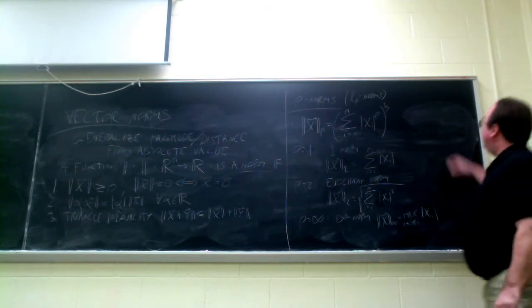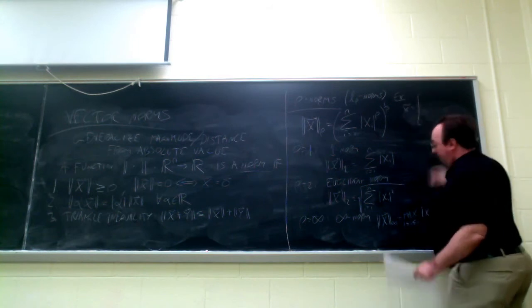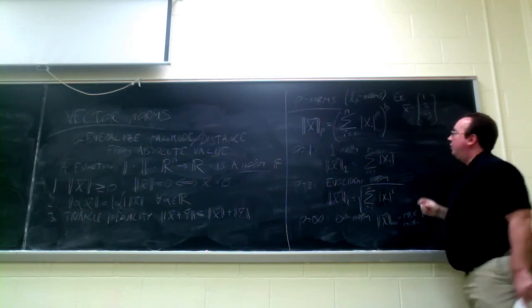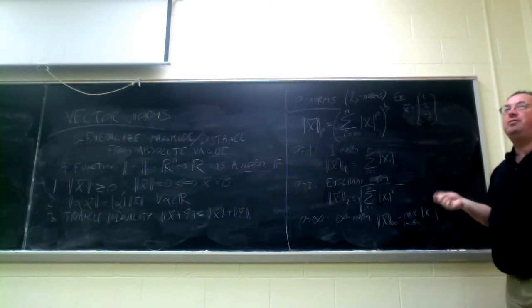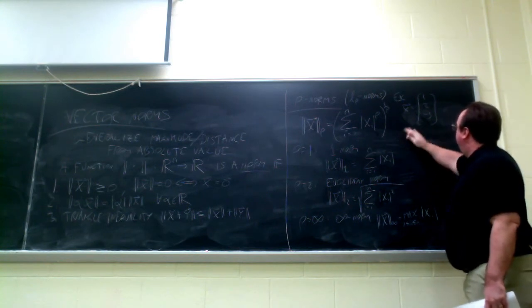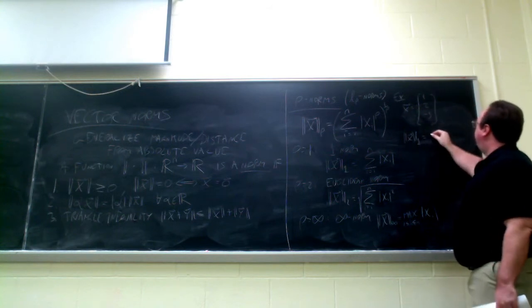So as an example, if this was my vector, I can compute the norm in any of these ways, and of course the values are all going to be different. So for instance, the 1 norm, let's sum the absolute values.